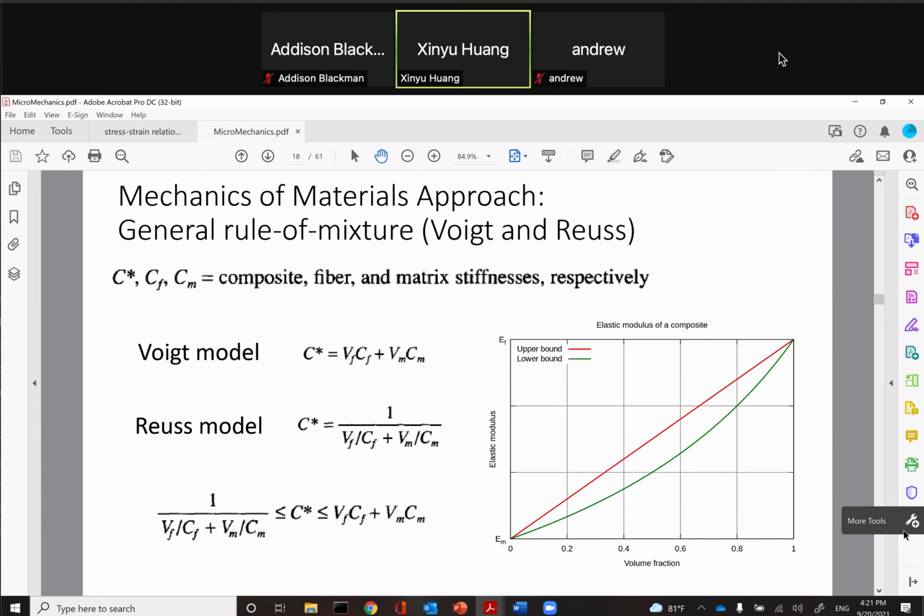Any questions? At the extremes, at the ends, at v equal to 0 and 1, they agree. In the middle, they don't.